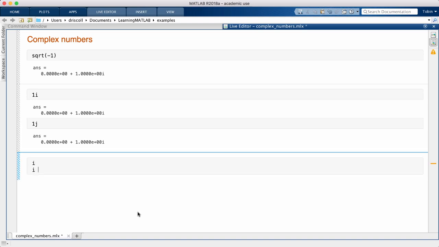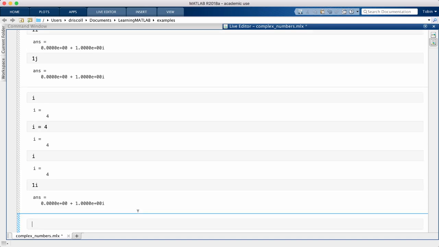However, i is also a common name for an integer index variable, and if you assign a different value to i, you can easily get confused. So it's best to be in the habit of always typing 1i when you want the imaginary unit.